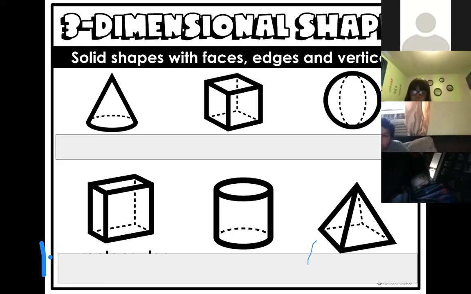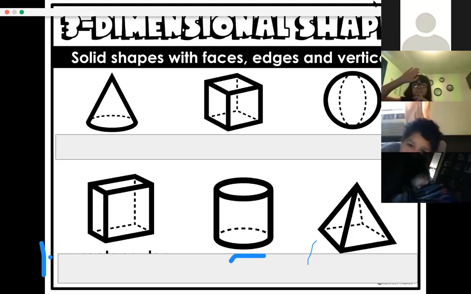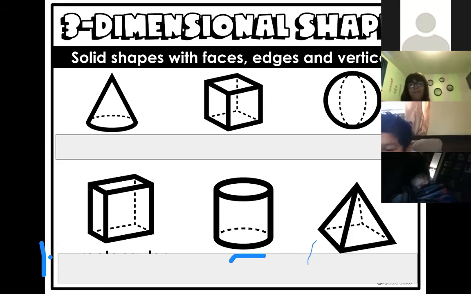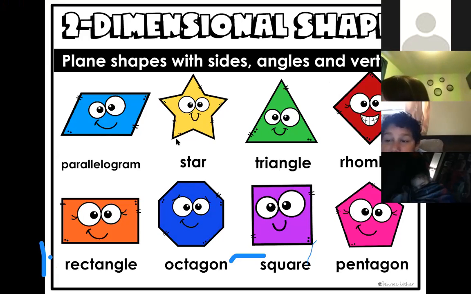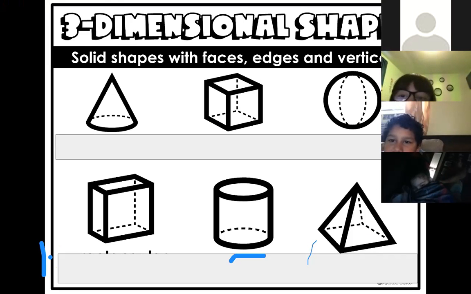What does 3D mean? 3D means 3-dimensional. All of the shapes that we saw before were 2D, 2-dimensional. They're flat. And all of these ones are 3-dimensional, like Damali said. That means they're solid. They can stand up.